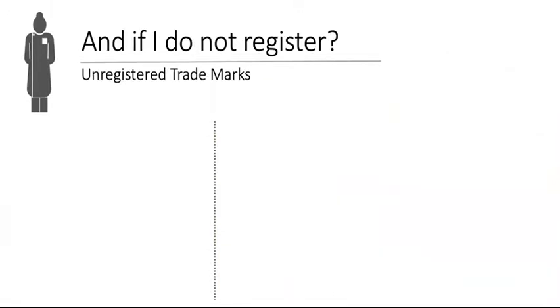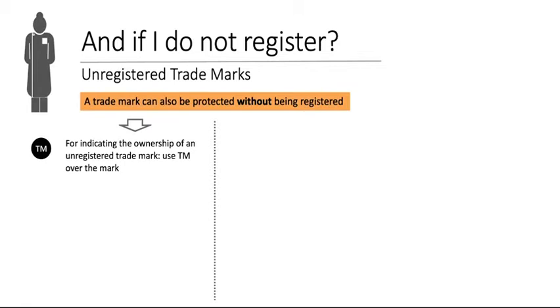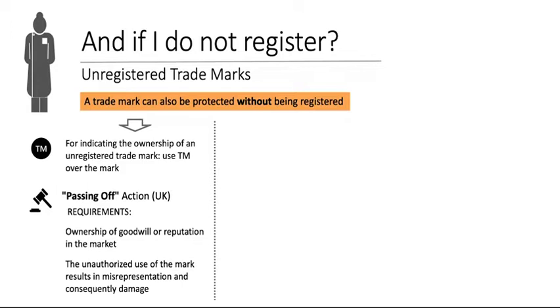And if I do not register, Marie was aware that it is possible to not register a trademark. And if you wish to do so, you can and you should use the symbol TM to demonstrate ownership, and you are protected under the passing off action in the UK. And it has two requirements: ownership of goodwill reputation, and you must also prove there was unauthorized use of your trademark and it resulted in damages to you.